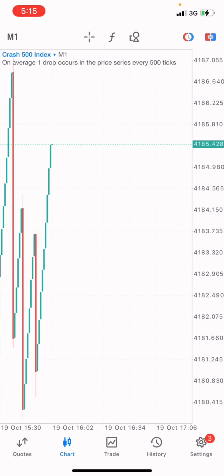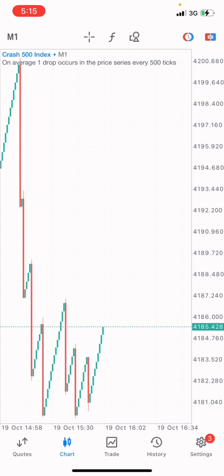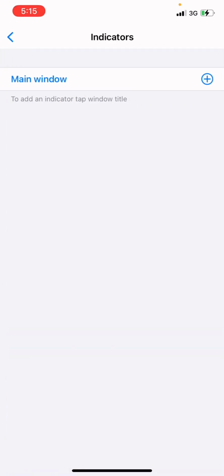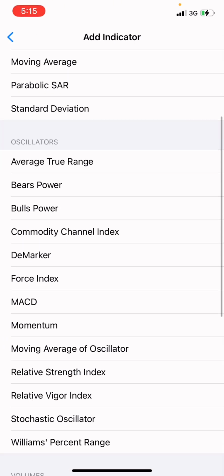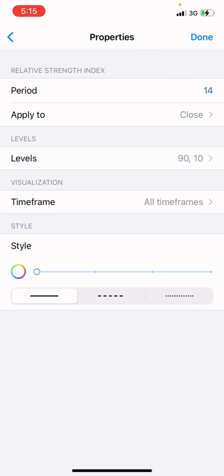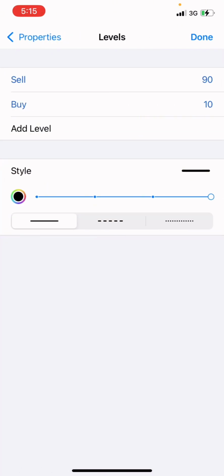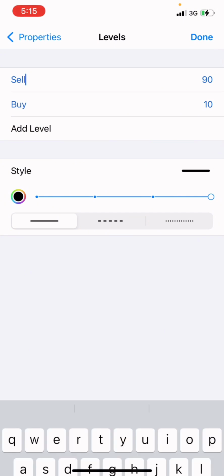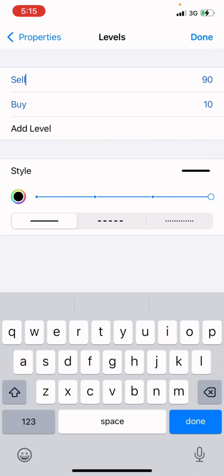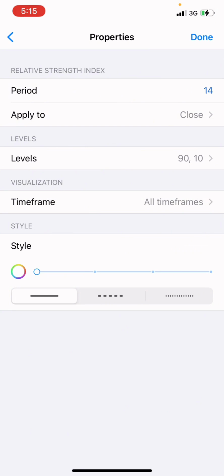So what we're going to do right here is to put in the MACD and the RSI. So we'll put the RSI on indicator window 1, period 14. You apply to close. The levels are going to be on the level of 90 and level of 10. You put on sell right here for the description, then buy for the description for the levels. The style on 4 pixels color black. Then for the style right here, you put it on 1 pixels color white.